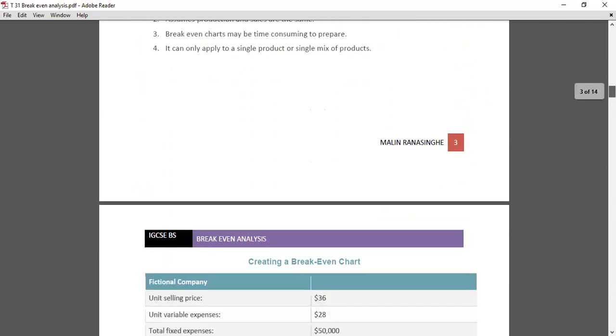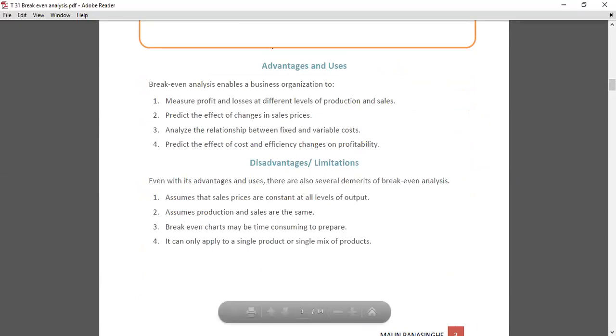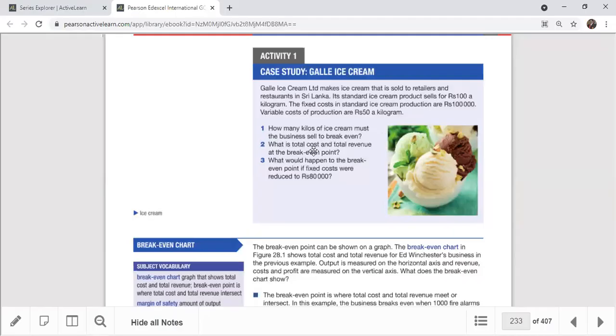And finally, we talked about the case study activity, the Galle ice cream case study, and we figured out in activity number 1 how much they are earning at the break even, and that their total revenue and total cost are equal at that time. And if the fixed cost goes down, break even also goes down.